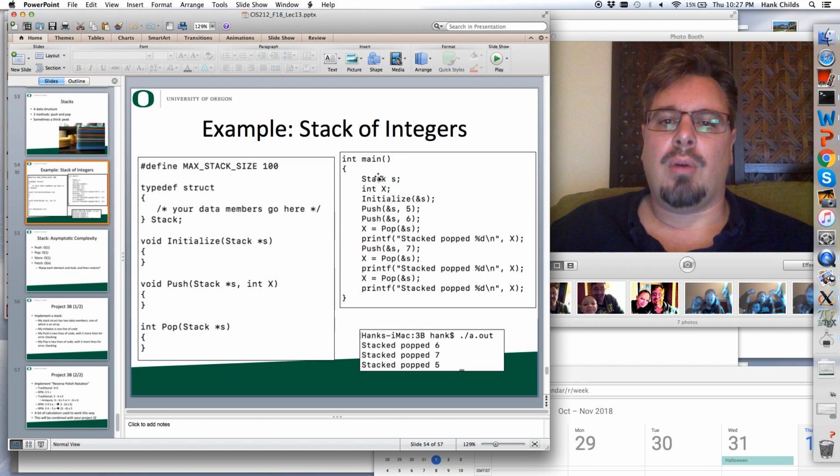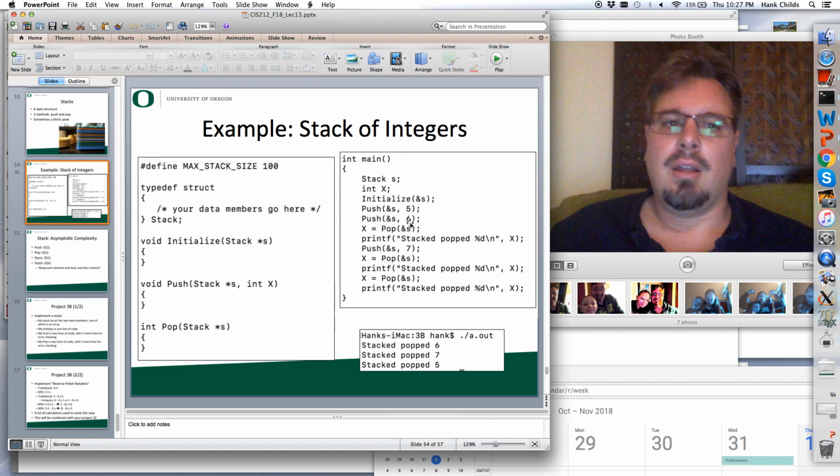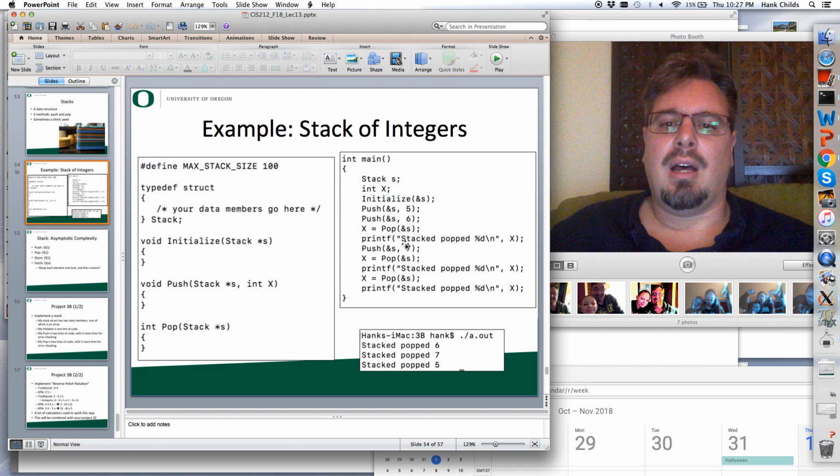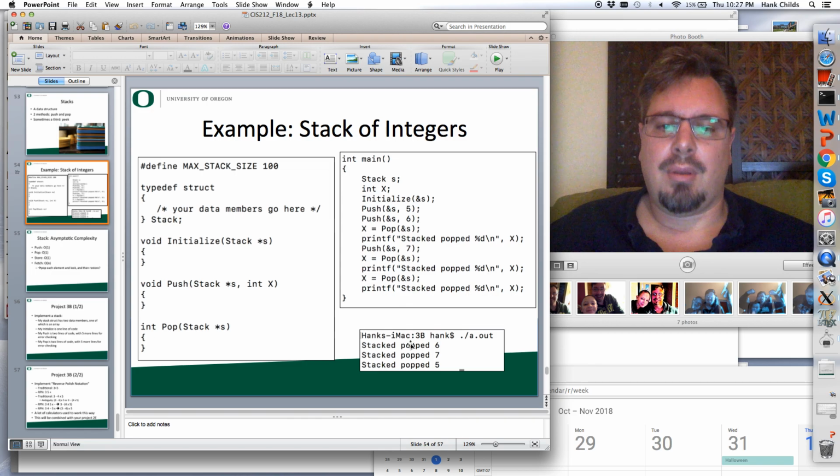And so we make a stack, we initialize it, we push 5, we push 6, and then we pop it, and we print what we popped, and it better be 6, which is the last thing that we put on. The tray we just put on top of the pile. We push 7, we pop, that's a 7, and then we pop again and we get a 5. And if we did another pop, I guess we'd get an error message.